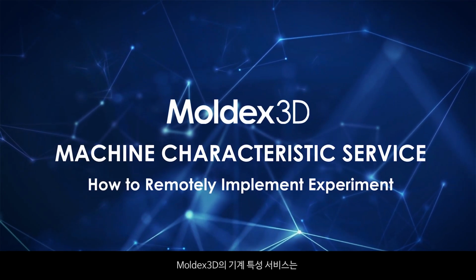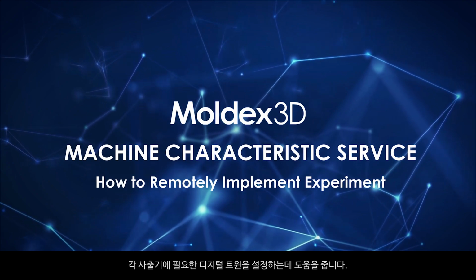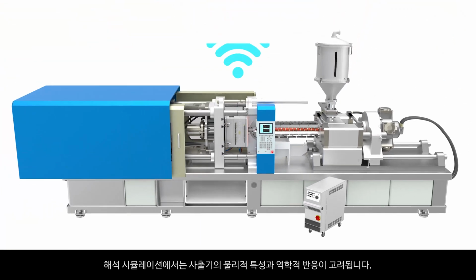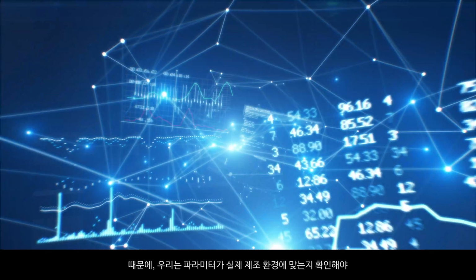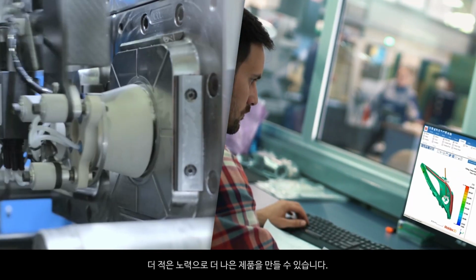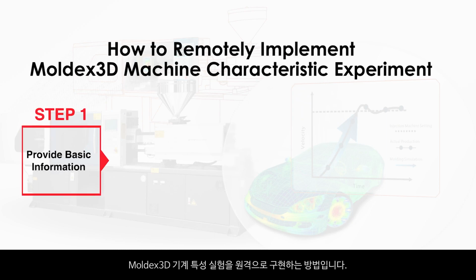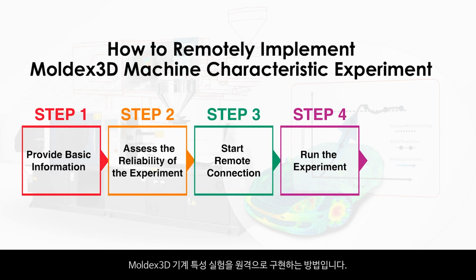Moldex3D Machine Characteristic Service is to help establish a unique digital twin for each molding machine. Their physical characteristics and dynamic responses are considered in simulation, so we can make sure our parameters fit the actual manufacturing environment and make better products in fewer tries. Today, I'm going to share how to remotely implement Moldex3D Machine Characteristic Experiment.